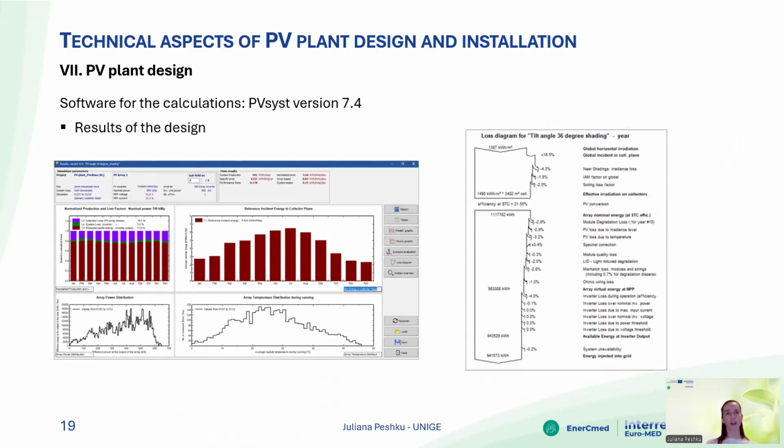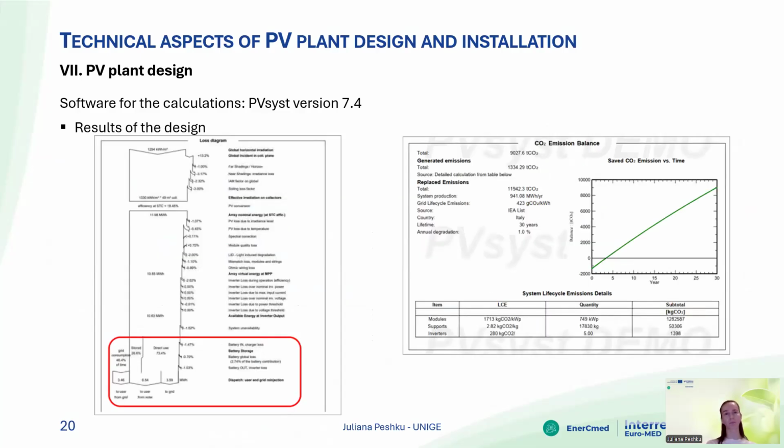The results of the design can be given in terms of normalized production and loss factors, incident energy on the panel, array power, and a loss diagram, which presents the total amount of energy produced by the plant, extracts all the losses previously calculated, and presents the useful energy.